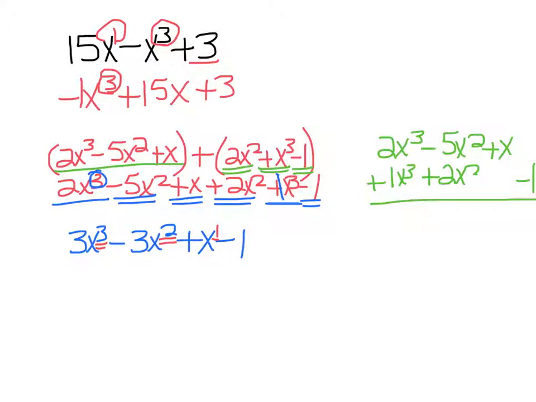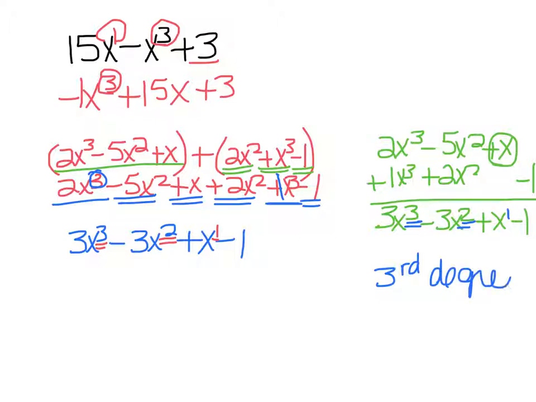We'll add our x cubes together, so 1x cubed plus 2x cubed gives you your 3x cubed. Negative 5x squared plus 2x squared is negative 3x squared. You don't have any other x's except for this one, so that just comes down plus x, and then the constant is minus 1. And that is in standard form because it goes in descending order of your exponents: 3, 2, 1, and then your constant. So this is a third degree, and the leading coefficient is 3.